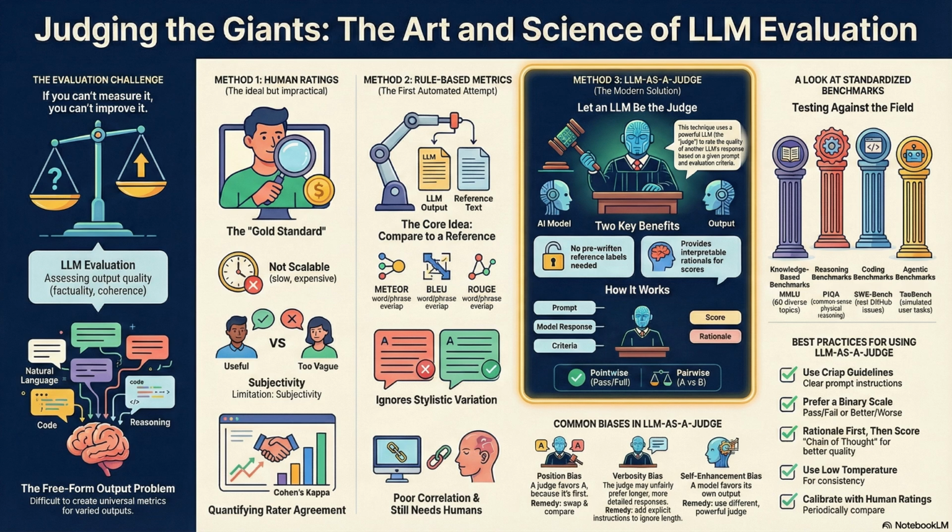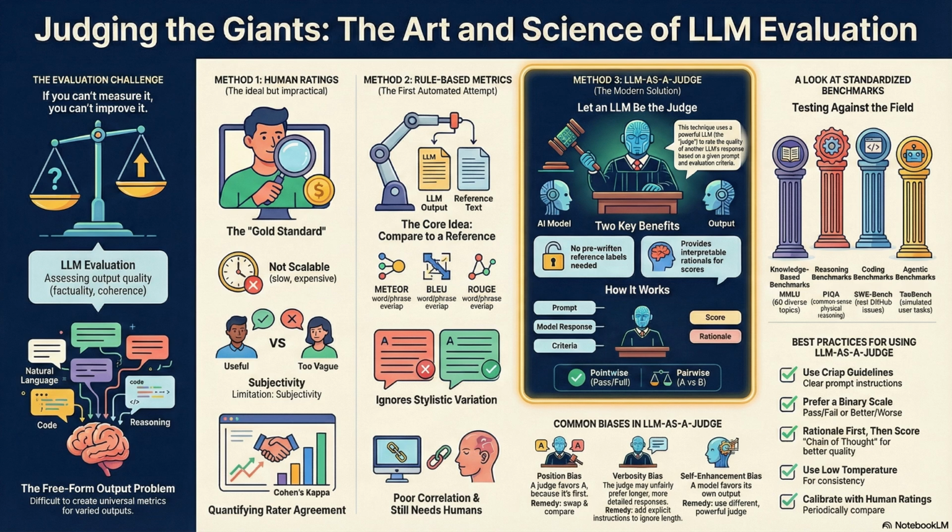And I'm guessing you can't just have it spit out free-form text. Oh, absolutely not. Not at scale. You have to use what's called structured output. You constrain the model to return a JSON object so your systems can reliably parse the score and the rationale every single time.